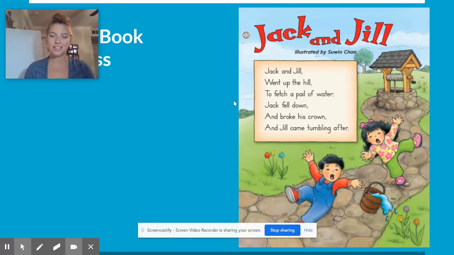All right, let's look at the first 2 lines. What 2 rhyming words do we have here? It says, Jack and Jill went up the hill. What are our rhyming words there? Good job. Jill, hill. Jill, ill, hill, ill.